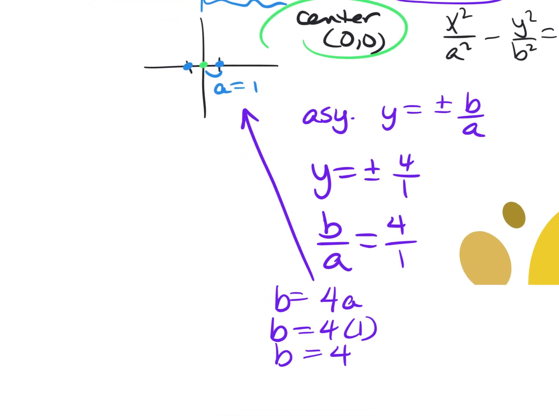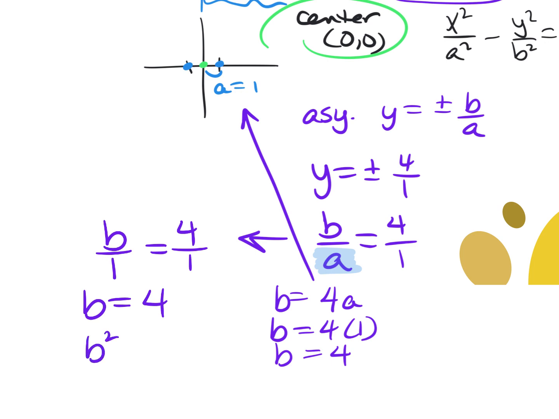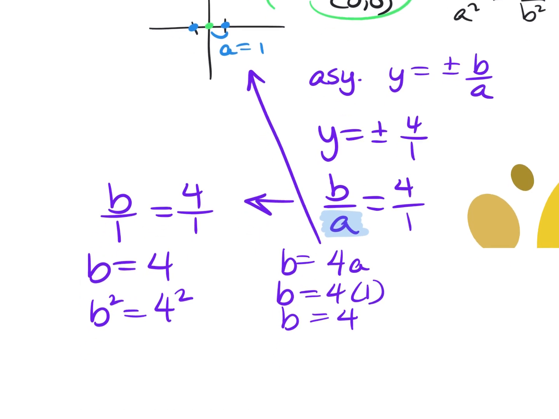Now, if you would have preferred at this point for the proportion, if you want to fill in what a equals, you could also have done b over 1, fill in what a equals, 4 over 1, and then it goes right to the answer. Either way. So now that I found the value of b, I have to square it because remember you're filling in b squared. So 4 squared, so b squared equals 16.